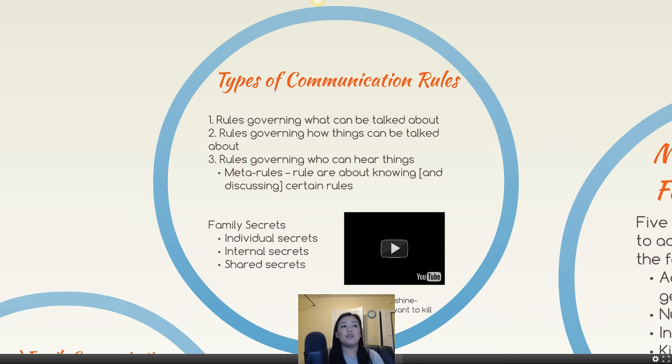The second one is rules governing how things can be talked about. And remember that process, how things happen, is just as important as what happens. So maybe it's okay that you bring up certain topics in front of your parents, but how you do it is just as important, and there might be rules on how you do it. So for example, you might want to talk to your parents about going on a field trip, but they might get really mad at you if you interrupt their conversation on the phone so that you can ask their permission to go on this field trip, right?